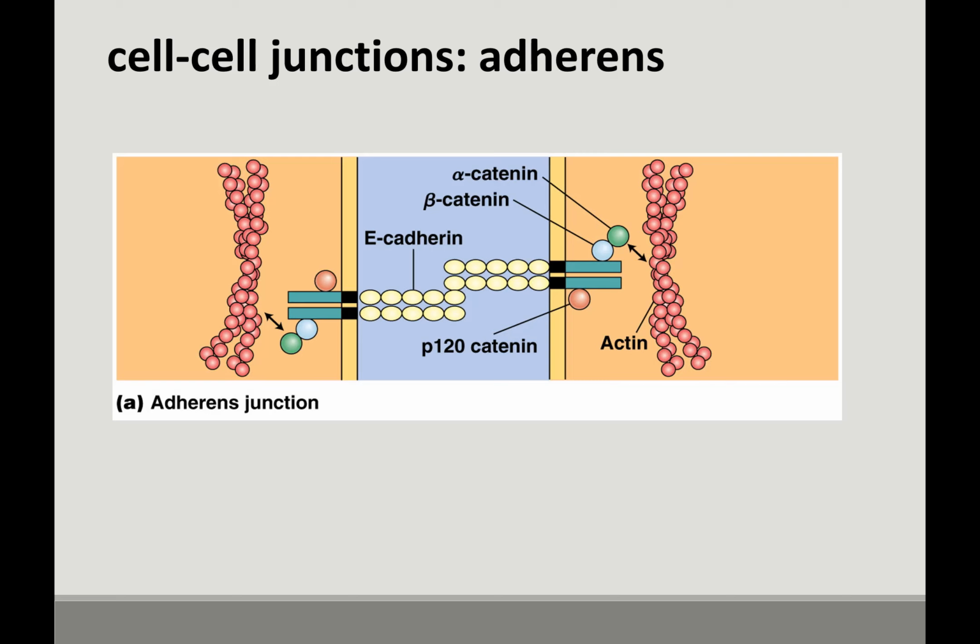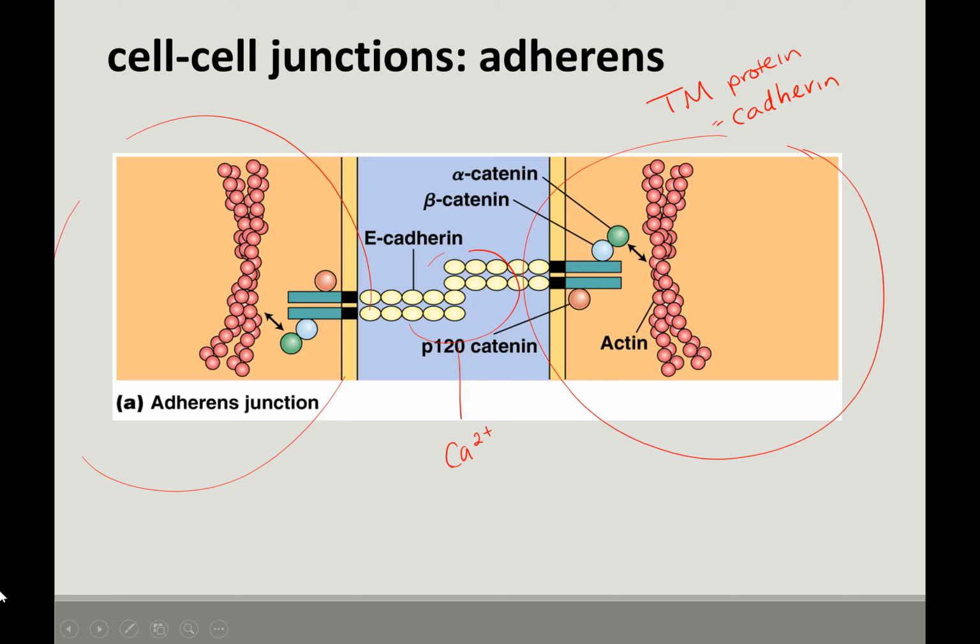So adherens are shown here. Their primary transmembrane protein is called a cadherin. And cadherins, the Ca part of it, tells you that calcium is important in helping these proteins interact. So you have one cell here and you have one cell on the left, and they're connected in the middle by the E cadherins.